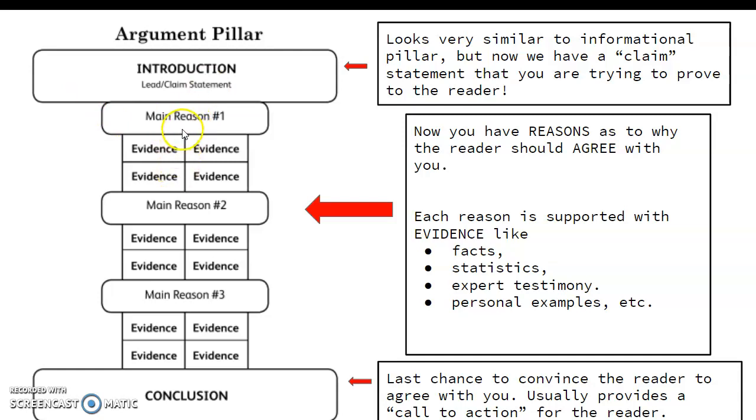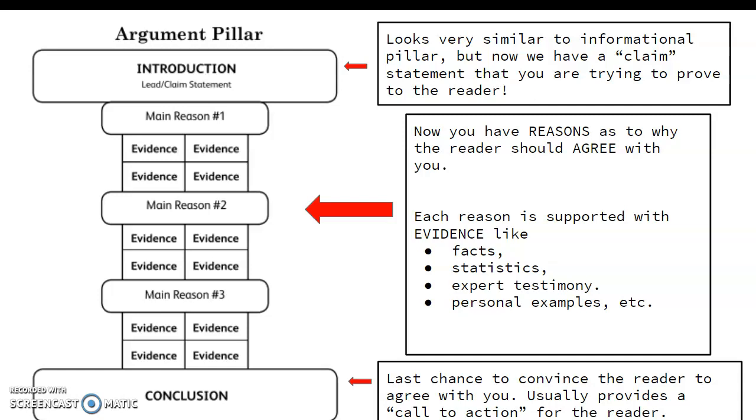And then this middle part, the reasons and the evidence, if you're thinking about a trial, is where you're presenting that evidence of why the person is guilty or not guilty. You're trying to get the jury, the audience, to agree with you. But you can't get them to agree with you unless you have evidence like facts, statistics, expert testimony, personal examples. Okay? That concluding paragraph is where you're bringing it home. It's the closing statement of a trial, if we're keeping that trial metaphor. And it's where the author is going to usually provide a call to action to the reader. Agree with me. Do this.